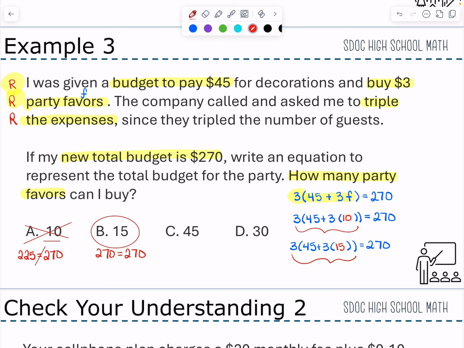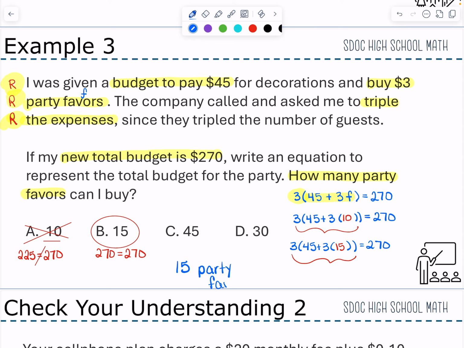Okay. So I have to read it a third time though, because yeah, it's right, but I don't know what you're asking me. So I was given a budget to pay $45 for decorations, buy $3 party favors. Then I had to triple it. My new total budget is $270. Okay, so what does the 15 mean? Write an equation to represent the total budget for the party. Okay, we did that. We solved it. How many party favors can I buy? Oh, that's what we were looking for. So we have 15 party favors.